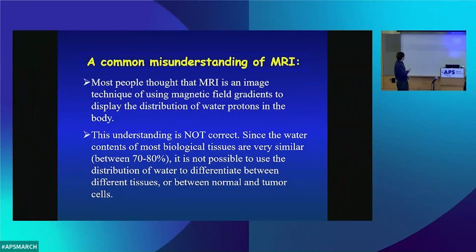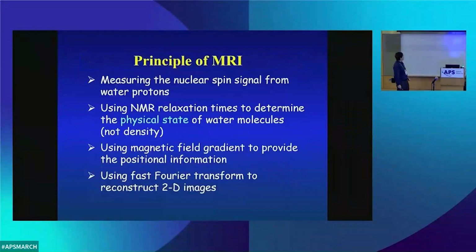Since the water contents in most biological tissues are very close together, it's not possible to use the distribution of water to differentiate between different tissues, or between different morphological states of the tissue, like between the normal cell and the tumor cell. So they have to use something else, okay? This is just a nutshell of what MRI does.